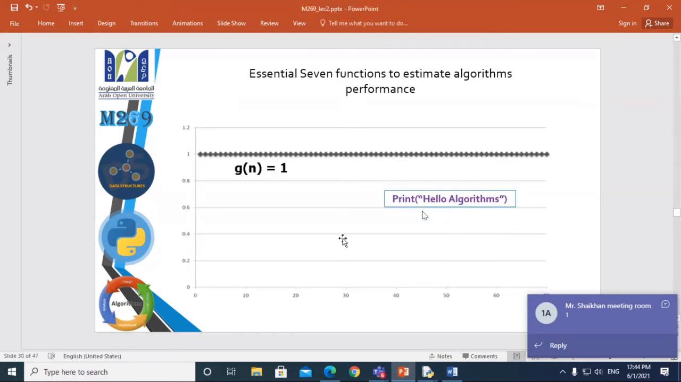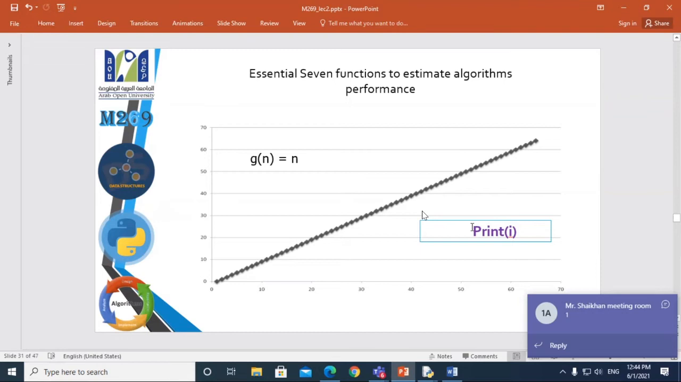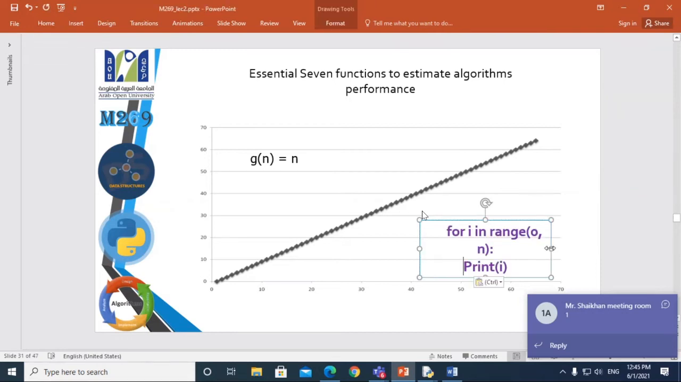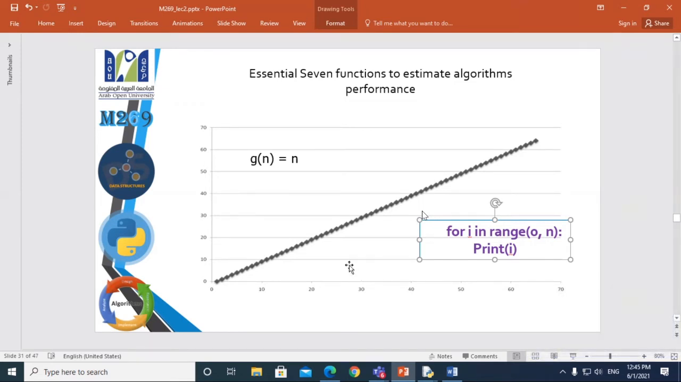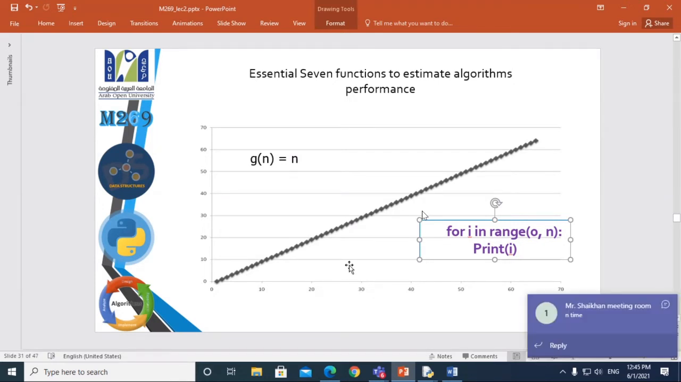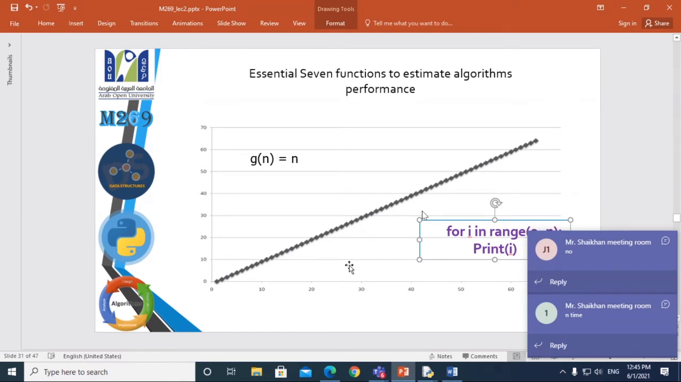Now, when you say print in the loop, how many times will it be repeated? Myself, I don't know. Anyone can tell me how many times will be repeated? N times. Exactly. So I cannot say 5 times, I cannot say 6 times, it depends on n. So the answer is n, because it will take n times to be executed.